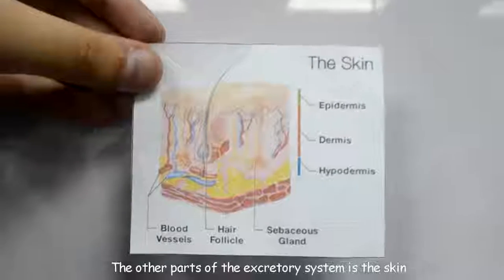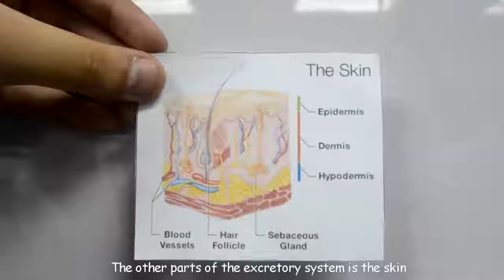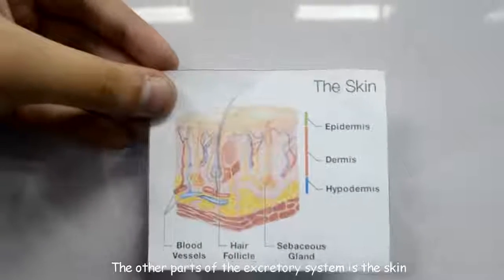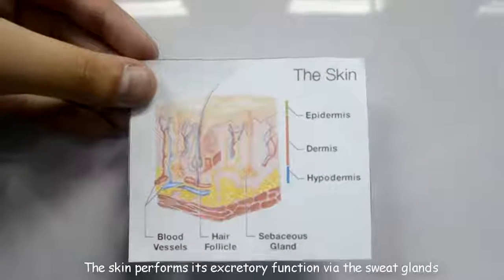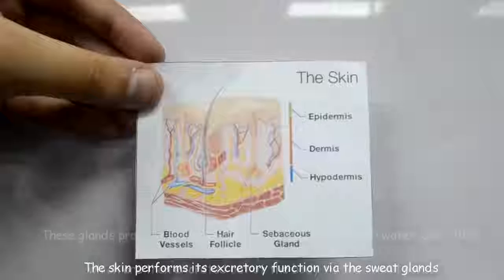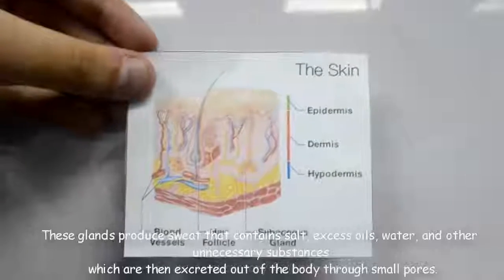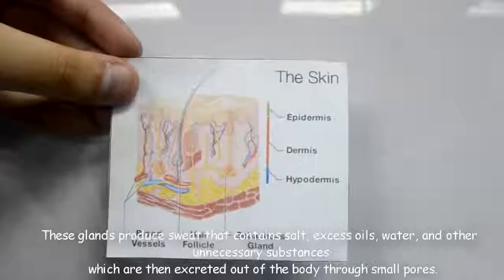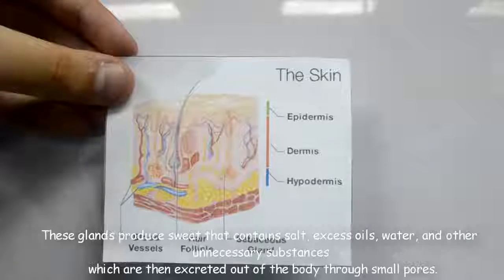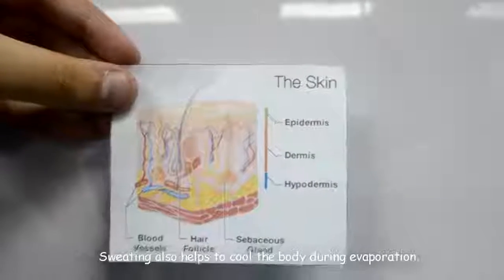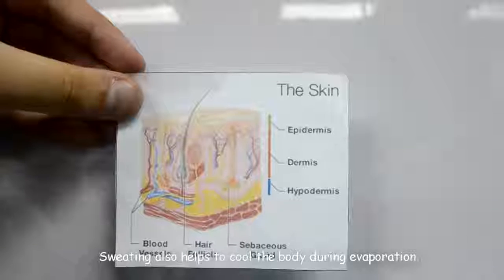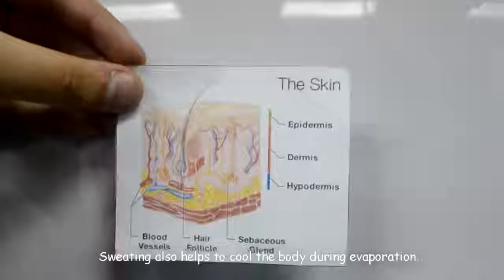The other part of the excretory system is the skin. The skin performs its excretory function via the sweat glands. These glands produce sweat that contains salt, excess oils, water, and other unnecessary substances, which are then excreted out of the body through small pores. Sweating also helps to cool the body during evaporation.